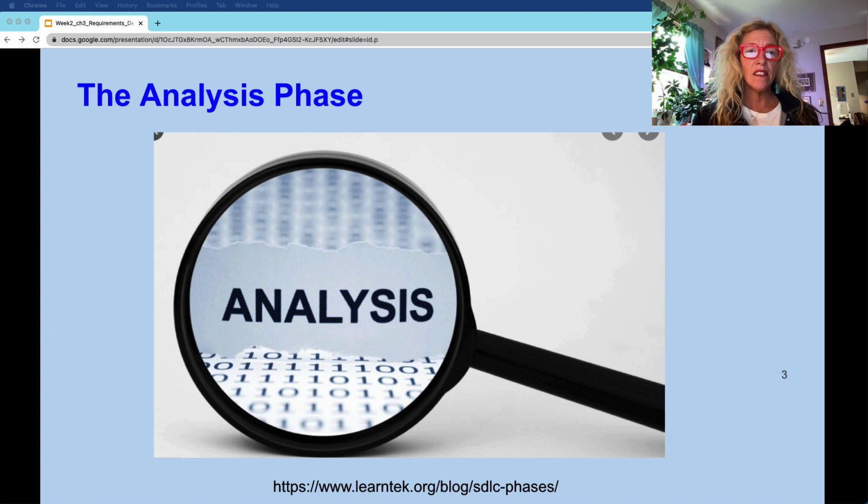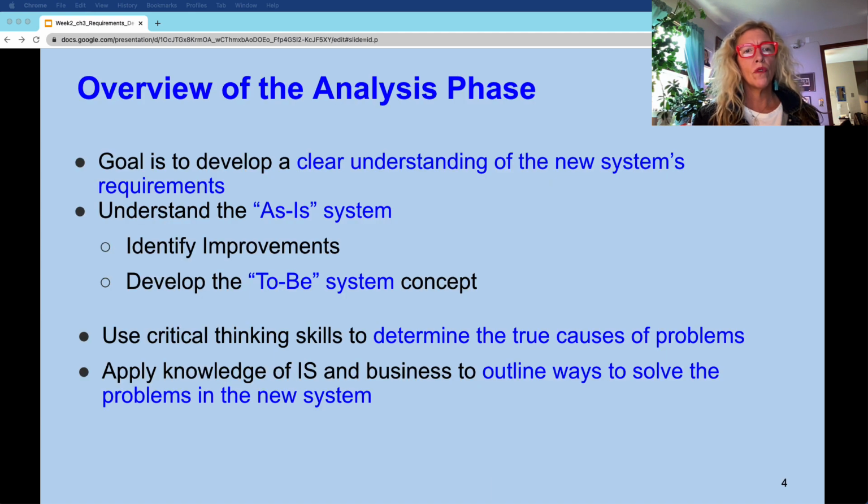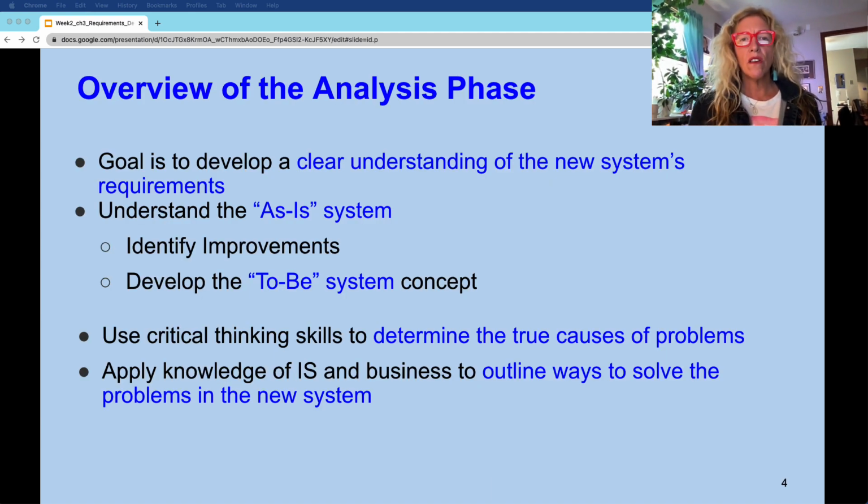So the analysis phase is determining what the new system should do. The goal of the analysis phase is to understand what the system's requirements are. And this involves 3 steps: understanding the existing system as is, identifying any improvements that can be made, and finally defining the requirements for the to-be system or the new system. You do this by using critical thinking skills to determine what is causing the problems. And you would apply your knowledge of the information system to outline ways to solve the problems.